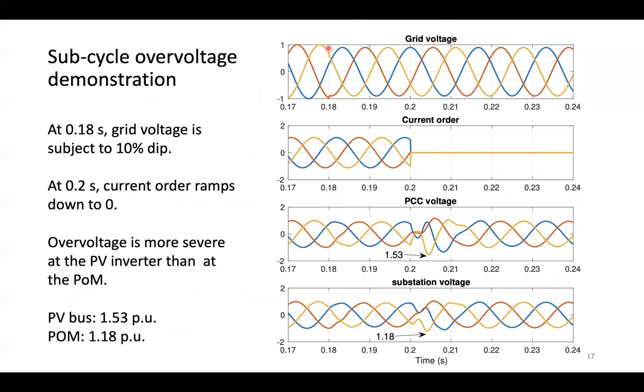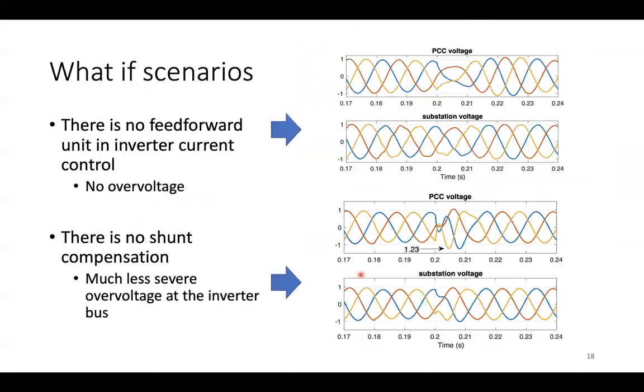Grid voltage will have a dip, 10%. After 0.02 seconds, current order ramps down to 0. So now the PCC voltage should first have some dip, then you can see immediately the overvoltage, 1.53 per unit. At the substation, you can see 1.18. So this demonstration basically demonstrated why the PCC bus will have more overvoltage. That is because solar PV is capacitive.